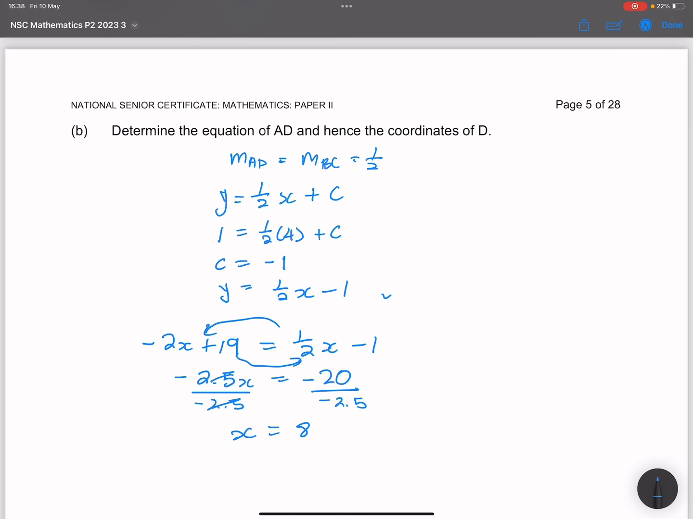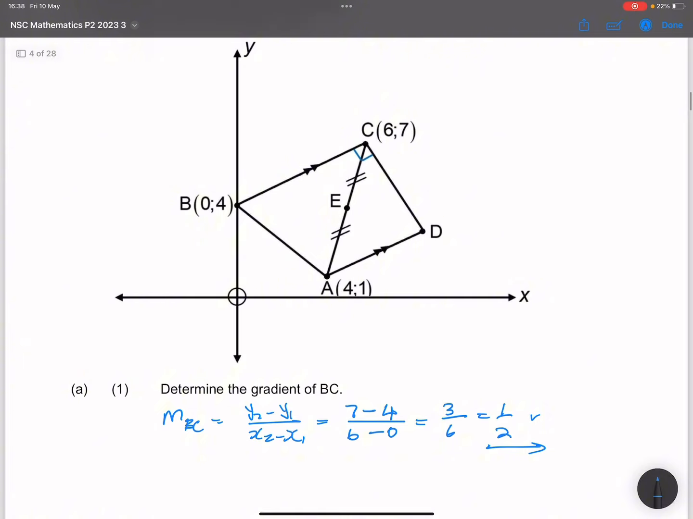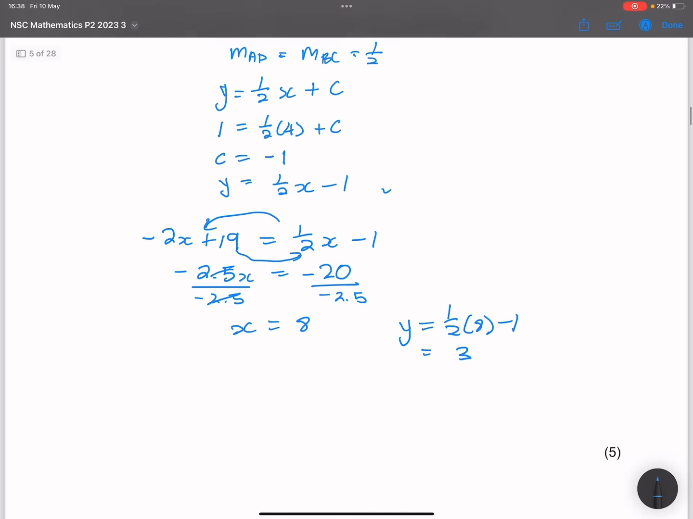Now I'm going to substitute that into the equation of AD. So for my y value, I'm going to say this is half of 8 minus 1. And so half of 8 is 4, minus 1 gives us 3. So D would be the point (8, 3). X is 8 and y is 3. Okay, we got both positive values, so it does verify that we must be correct.